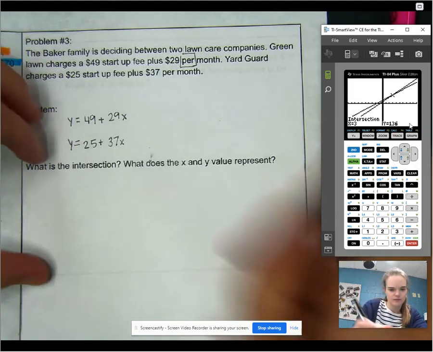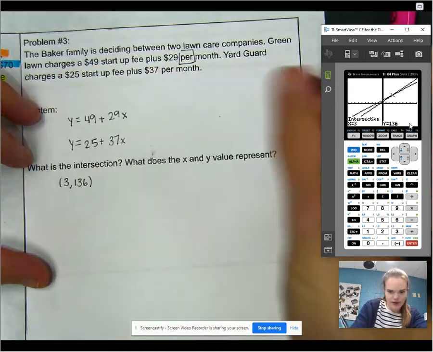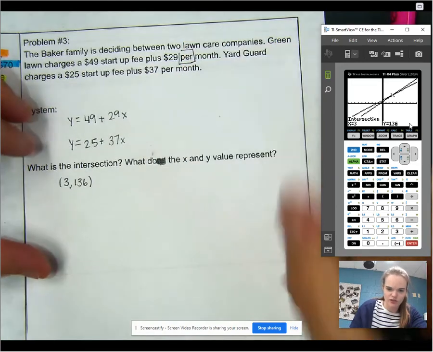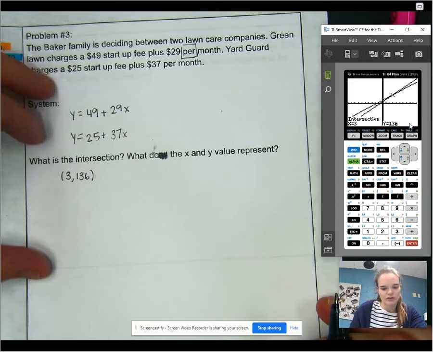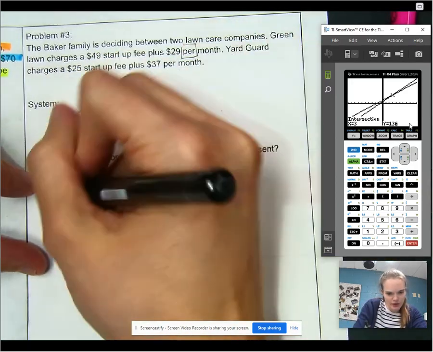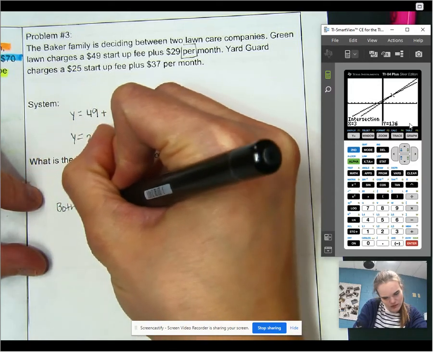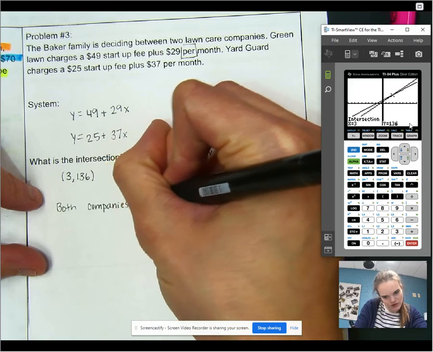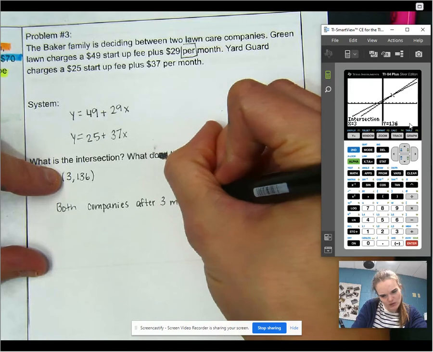By the way, I forgot to change this. It should say what do the x and y, not what does the x and y, since it's and. Okay, 3, 136. So both companies after 3 months will charge $136.